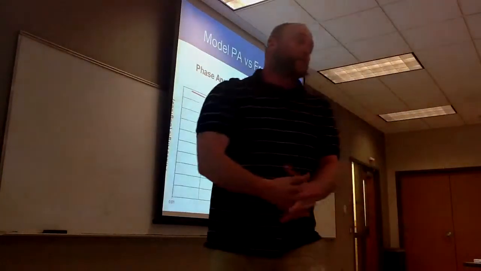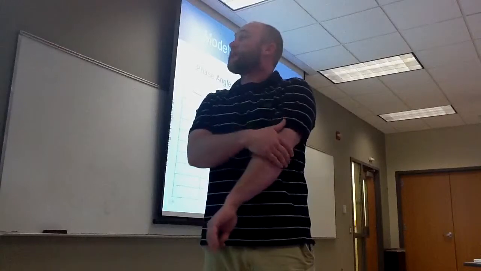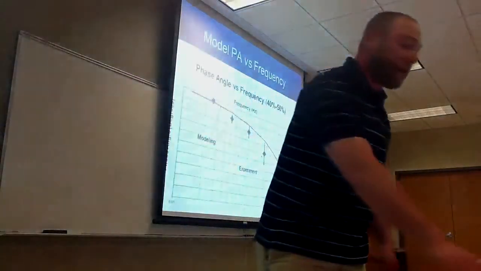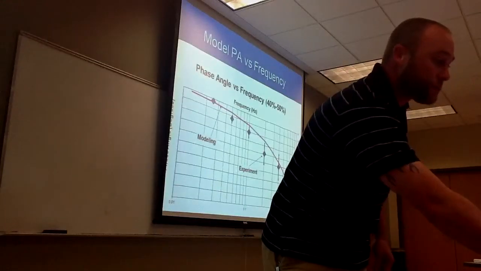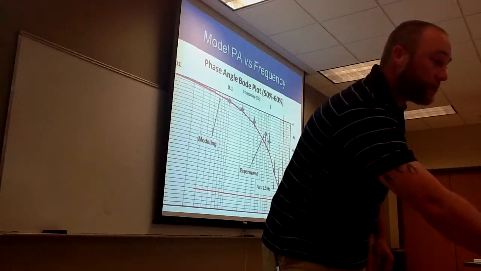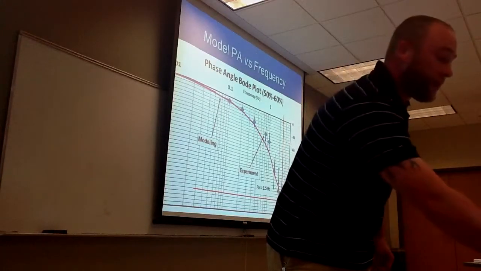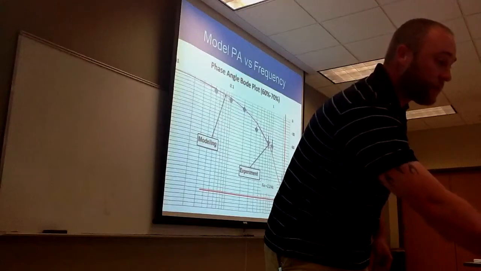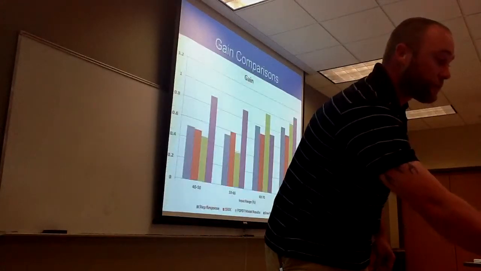Phase angle versus frequency from 40 to 50: our purple line is the model, and our blue dots are where our experiments came out, where our FU came out to 1 hertz. Here's the same thing from 50 to 60 at 2.5, and 60 to 70, 2.2 hertz.